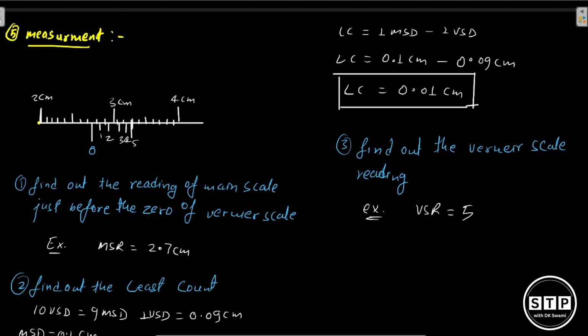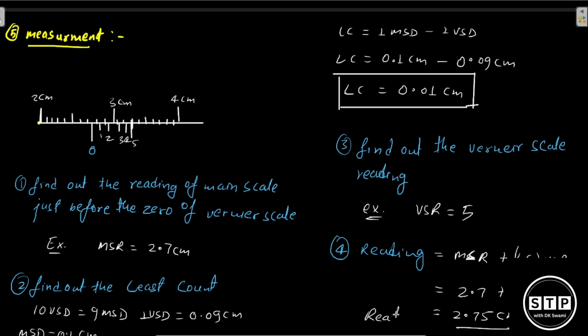Now the next step is to apply the formula for reading. We know that this much distance is 2.7, so the total reading or measurement will be MSR plus this much distance, which is least count multiplied by VSR. So in this case that is 2.7 plus 0.01 multiplied by 5, so that is 2.75 centimeter. This is the measurement in this case.